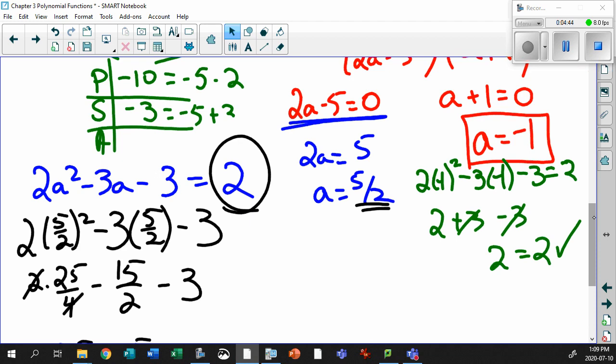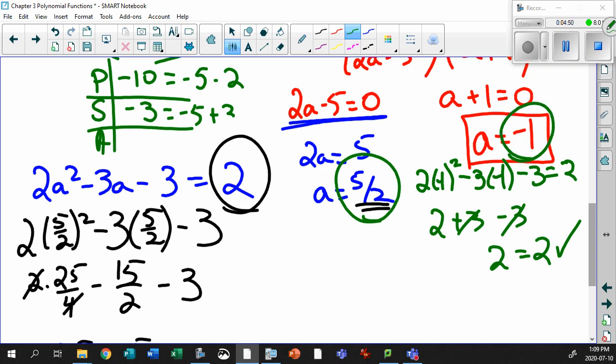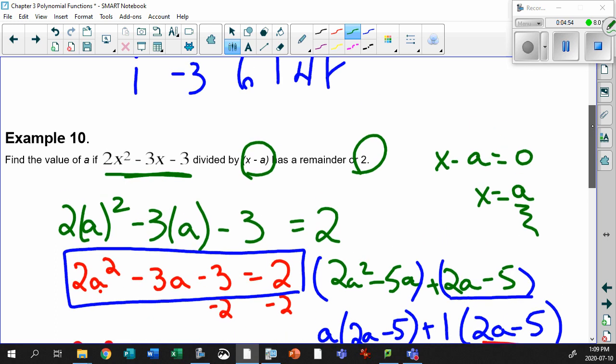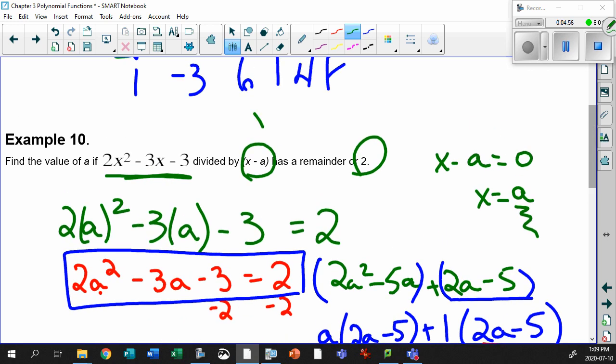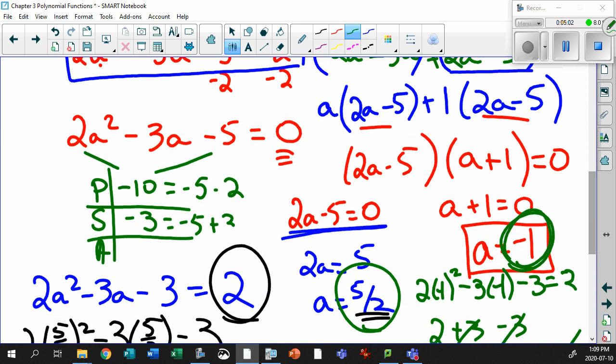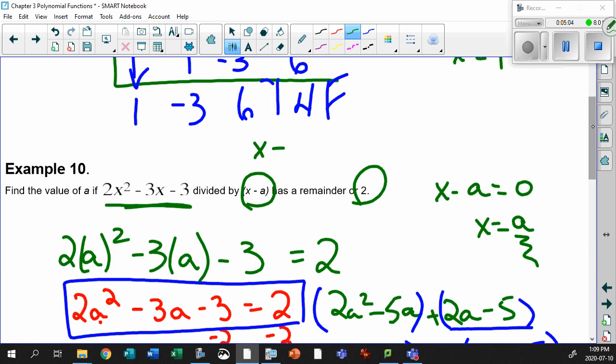So that original a value can be 5 over 2 or negative 1. Go back here. Check it out. Way, way back here. So this could be x minus, now that's the a value. The a value, remember, can be minus 1. So this could be x minus a, minus 1, right? Which gives you x plus 1. That divided into this mess is going to give you a remainder of 2.